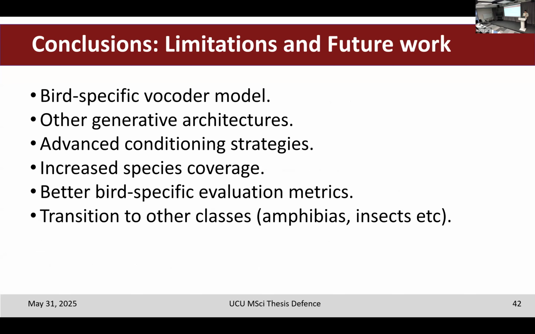Talking about limitations and future work, a bird-specific vocoder model can be trained. Also, maybe other generative architectures, not only diffusion ones, but GANs or normalizing flows, etc., can be tried. Also, some advanced conditioning strategies should be tried, including time-based conditioning of bird sounds. Also, it is needed to increase species coverage, as only 400 species was the biggest dataset used during the study. And maybe some bird-specific evaluation metrics should be proposed, and transition to other classes such as amphibians, insects, etc., could be studied.